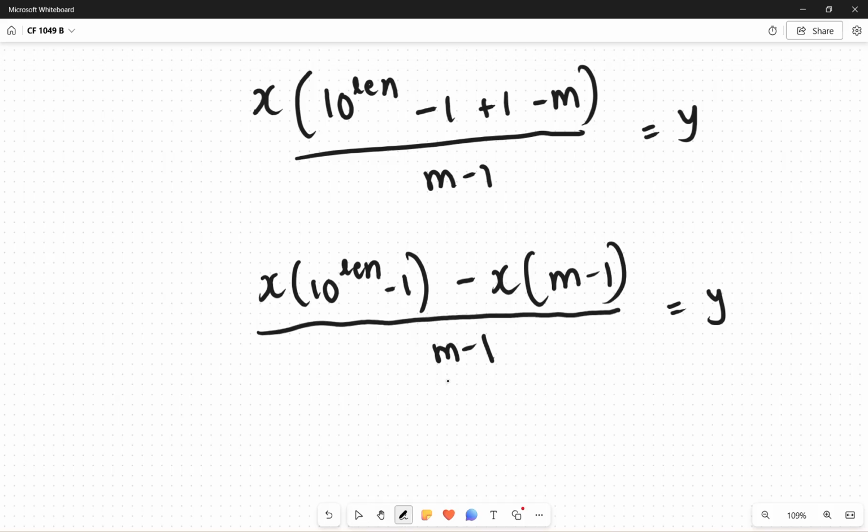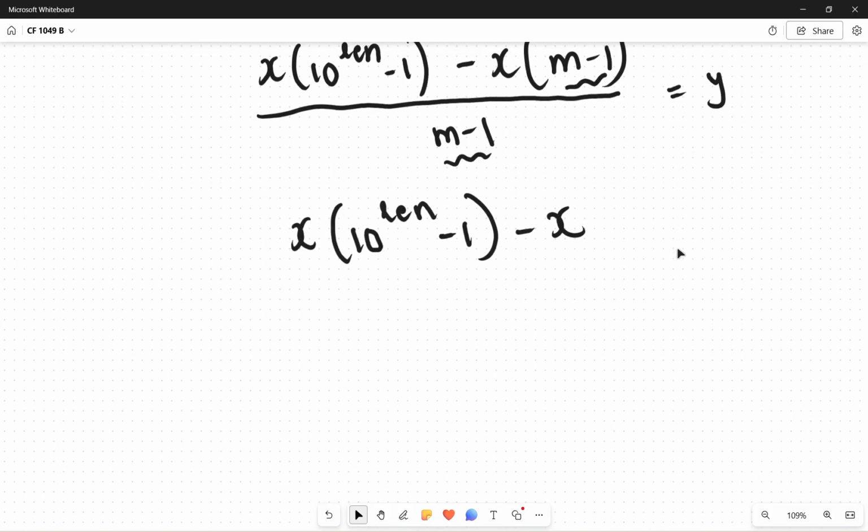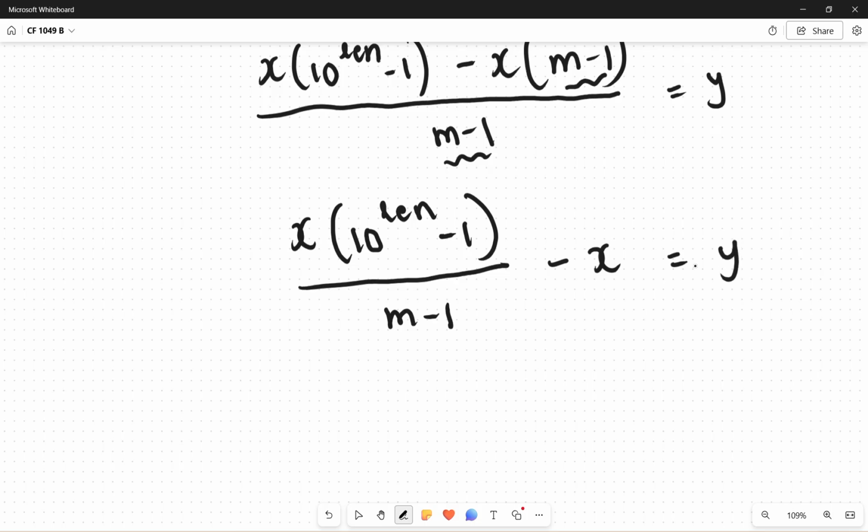And how it benefits is that we can cancel this term, right? So then we get x into (10 to the power of length minus 1) divided by (m minus 1), minus x, is equal to y.